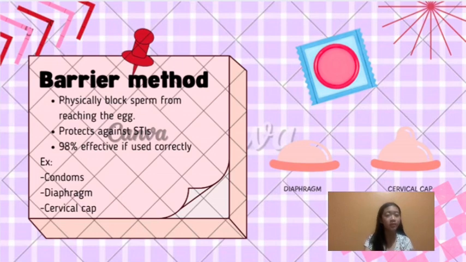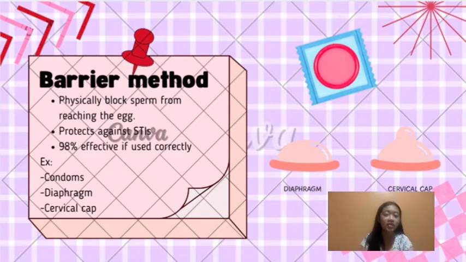Now we have the barrier methods, which act as a wall between sperm and egg. So aside from pregnancy prevention, they also protect against STIs. So mao ni siya ang pinaka-safe nga method kung tarong ang paggamit. So we have the condom. It's a thin rubber cover used during sex para malikayan ang pagpasulod sa sperm sa lawas sa babae. So it's already common naman.